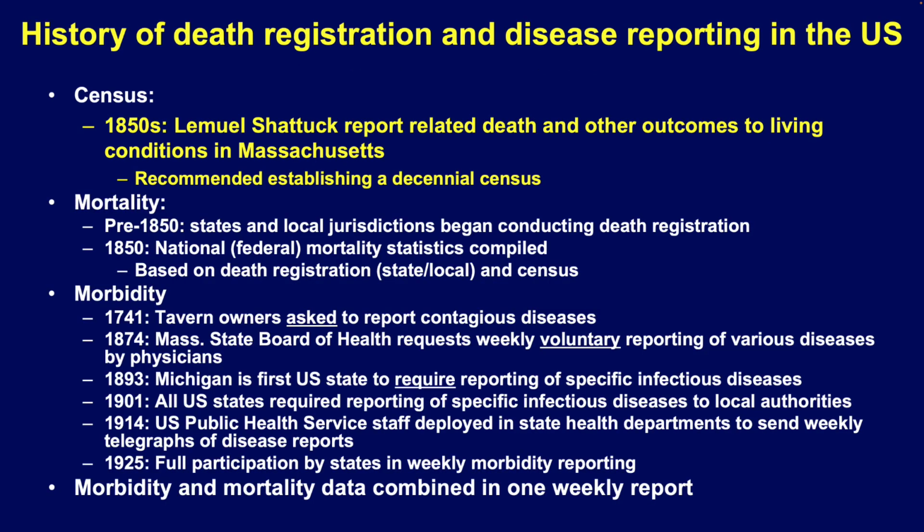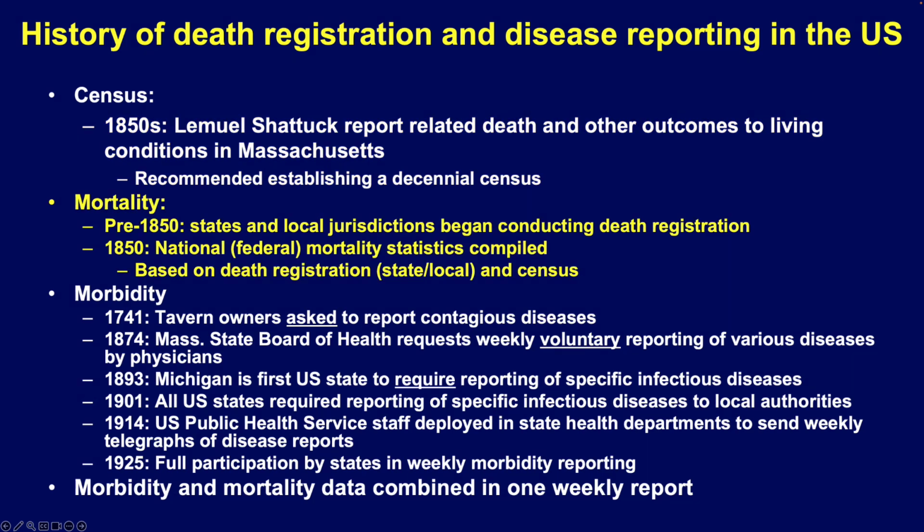So let's jump in. We'll start in the 1850s when there was a study by Lemuel Shattuck that found relationships between death and other health outcomes and people's living conditions in Massachusetts. This was considered one of the first applications of social epidemiology, and to do this kind of study, you need denominator data like Snow used for calculating death rates due to cholera by district. Not surprisingly, the report by Shattuck recommended establishing a decennial census in the United States. So the report represented an important development that increased the U.S.'s ability to do more useful things with mortality and morbidity data.